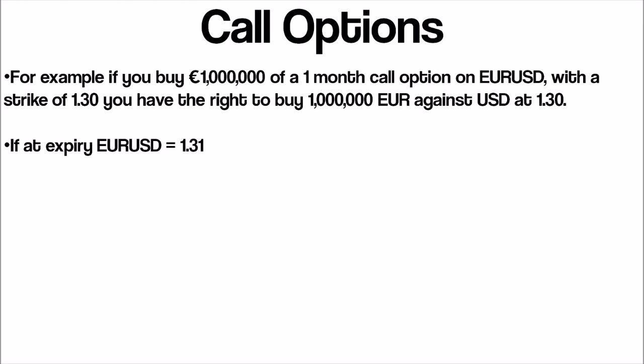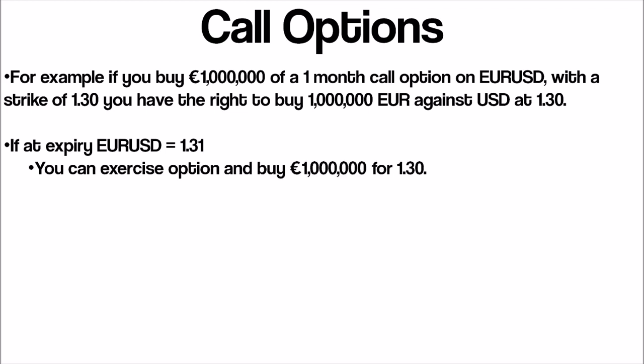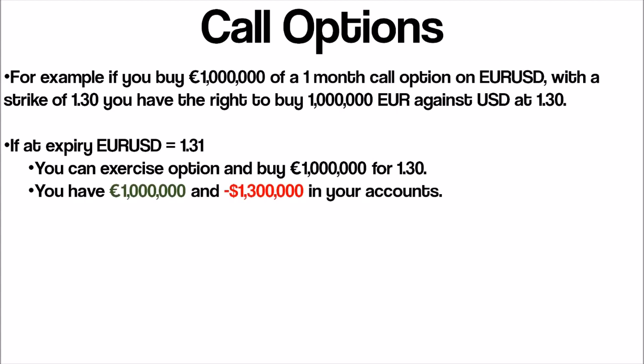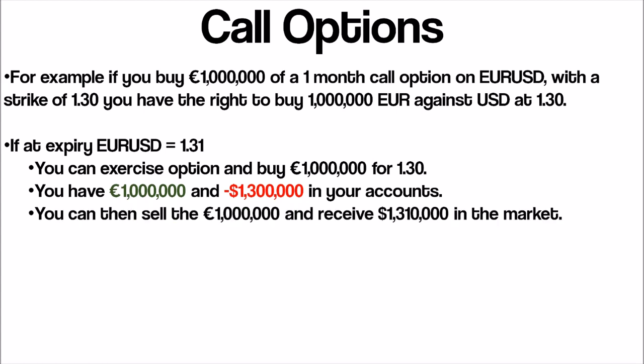So let's say we own this option and at the expiry the exchange rate is 1.31. If we want, we can exercise the option, and what that means is we can carry out the terms of the contract and we can buy 1 million euros for 1.3. If we do that and we start off with flat bank accounts, this will mean we'll have 1 million euros in our euro account and we'll be overdrawn $1.3 million in our dollar account.